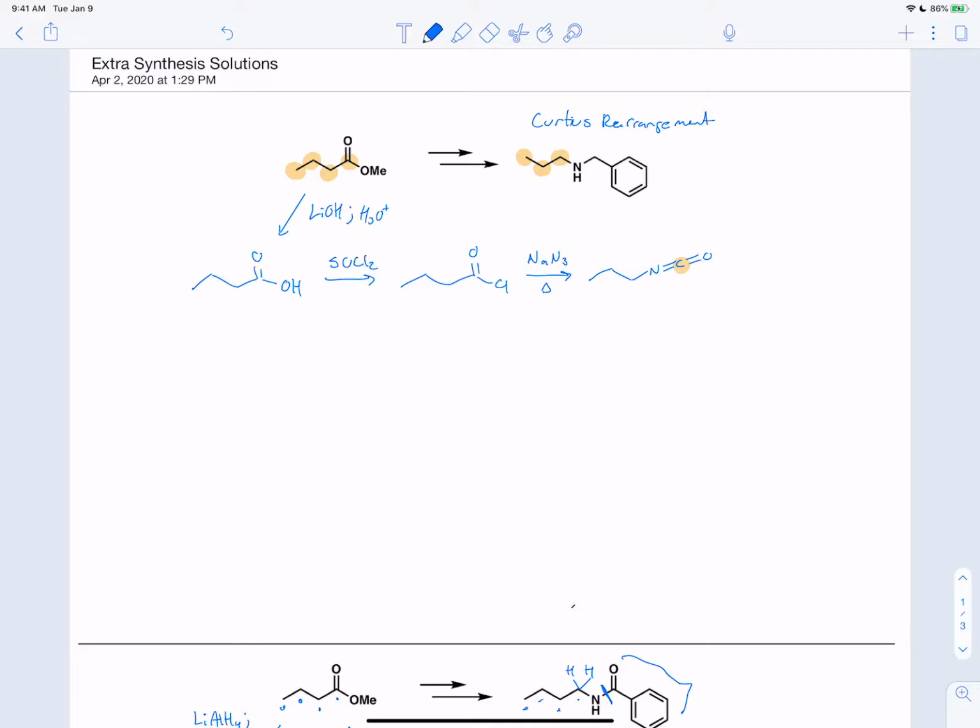If we continue, even in the same reaction, to add water and heat this up too, we will get out a primary amine. So now we need to turn this primary amine into a secondary amine. That means we need to make this bond right here. It's tempting to try to do an alkylation with benzyl bromide, but that always has over-alkylation problems.